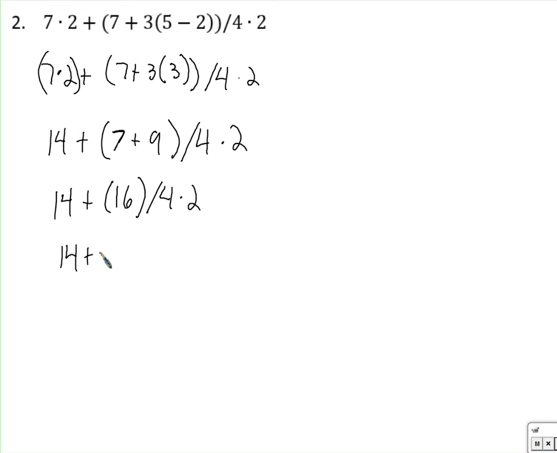14 plus first, 16 divided by 4. Now we take that 4, that's 16 divided by 4 is 4. We multiply it by the 2. We don't do 14 plus 4.